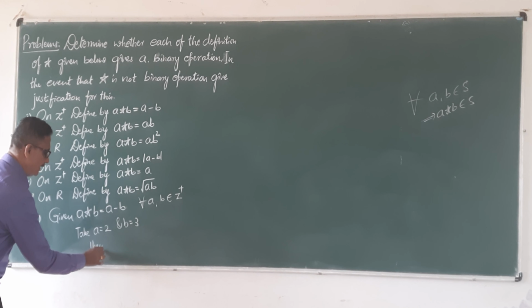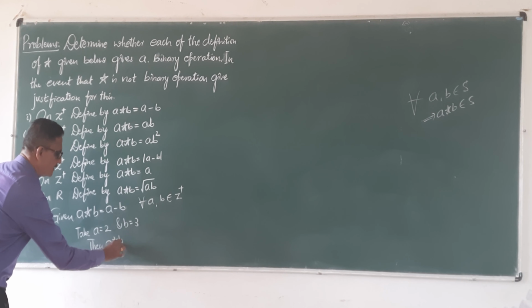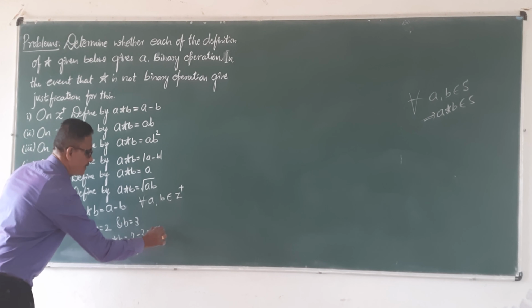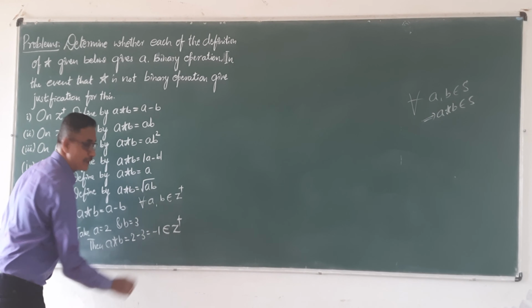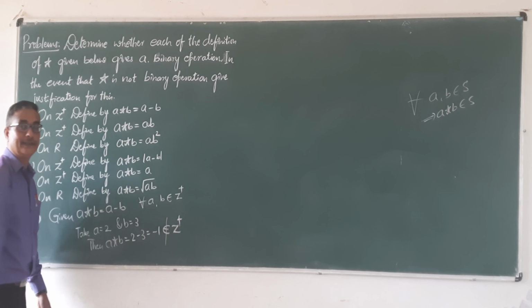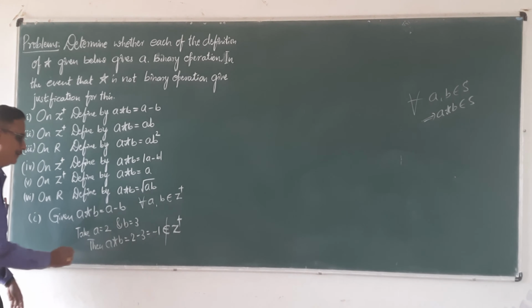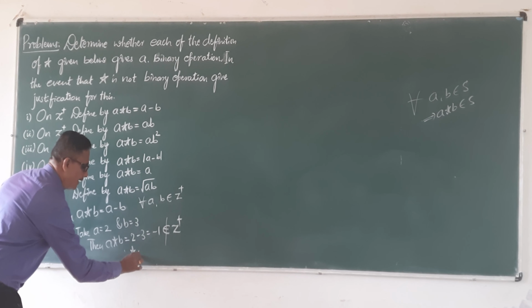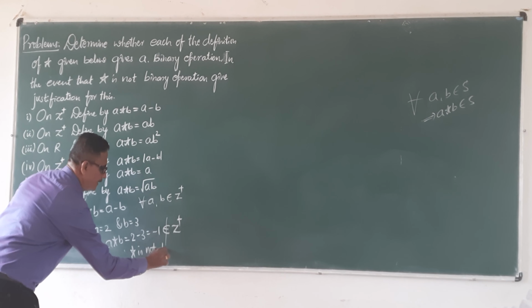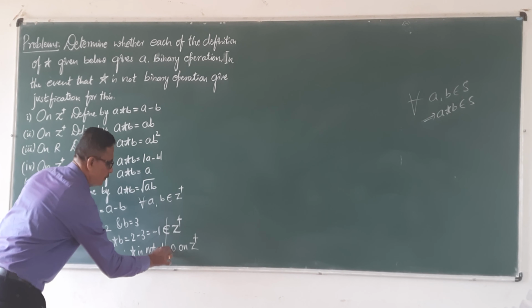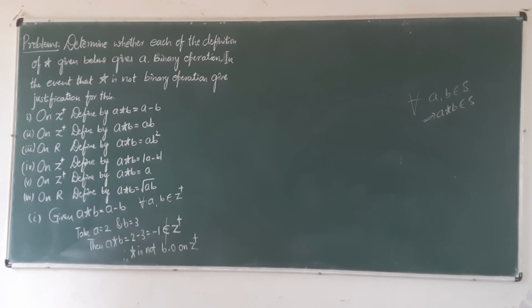Then a star b is equal to, that is given, a minus b. What is a value? 2. b value 3. 2 minus 3 is minus 1. Does it belong to Z plus? No. It does not belong to positive integers. Is it binary? No. Therefore, star is not a binary operation on Z plus. BO is short for binary operation.